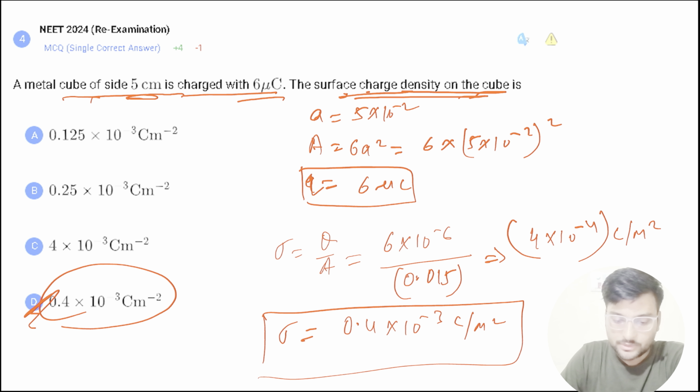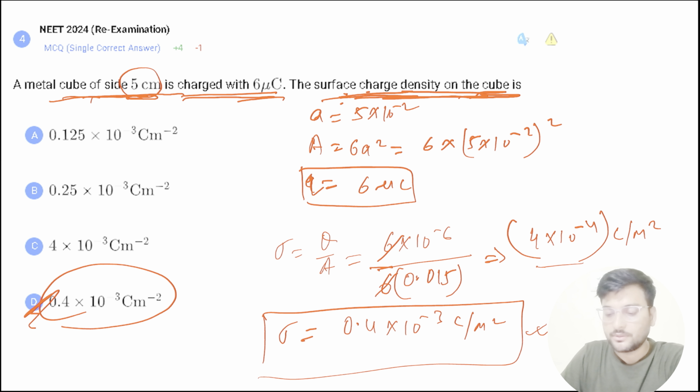Now a cube size is given, charge is given, the surface charge density of this will be how much? This one. Okay, we are getting this value. This is clear to all of you? Now we are getting this. This is 6 into this value, no? So 6 cancels out and we are getting this value. Yeah, correct one. So we are getting 0.4 into 10 power 3, right?